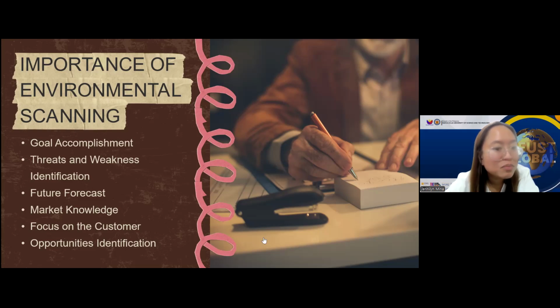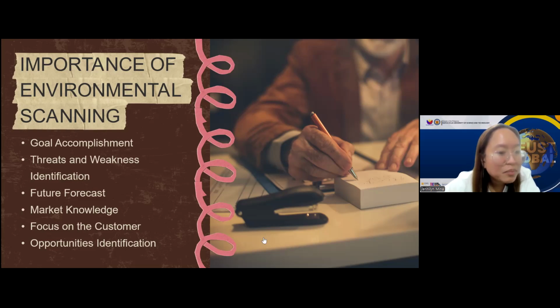Netflix used to be a DVD rental company, but with the rise of streaming services, they adapted by offering online movie and TV show streaming, keeping them at the forefront of entertainment. Threats and weakness identification. You are identifying your kryptonite. Every superhero has a weakness, and businesses have threats like new competition, and weaknesses like outdated technology. Environmental scanning helps identify these.